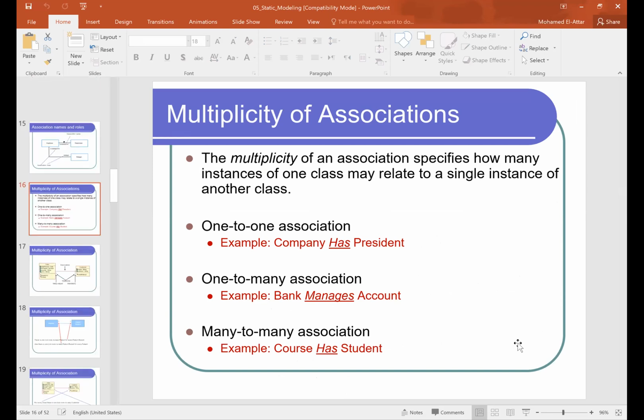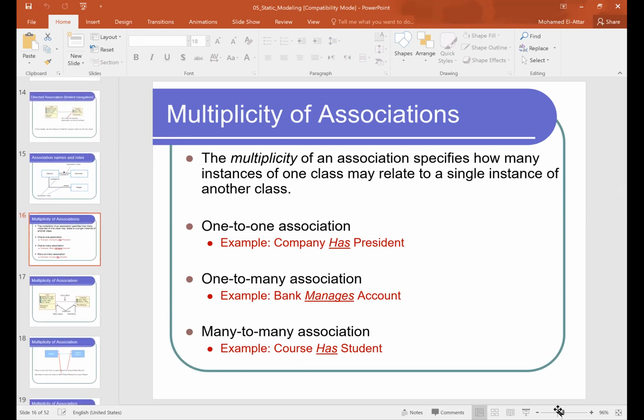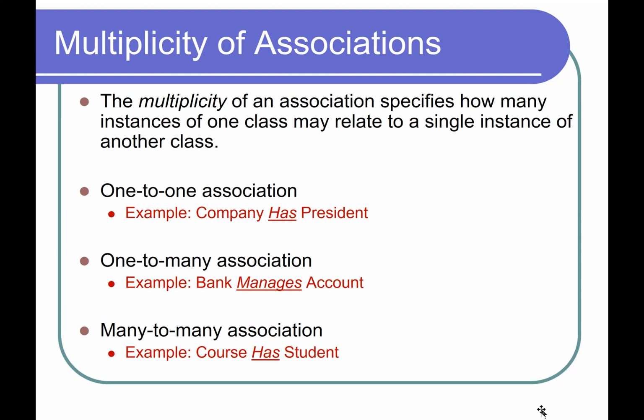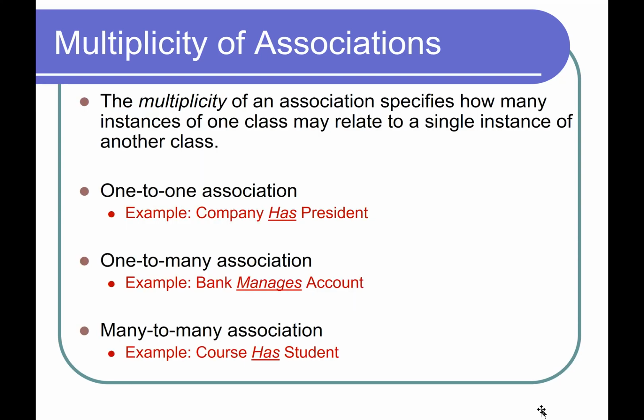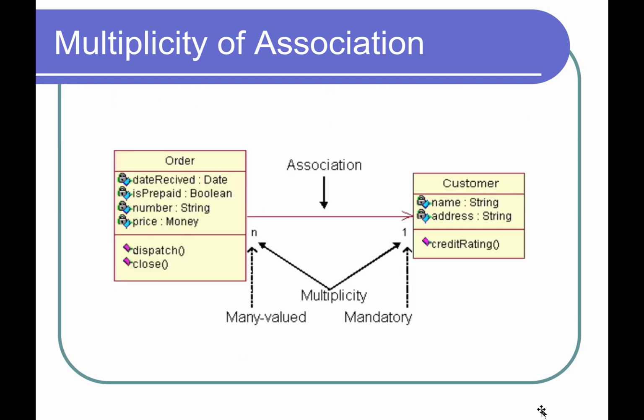And with it, I can start to define many different types of multiplicities. I can say that a company has 1 president, by putting the number 1. A bank manages an account, 1-to-many. I can have a many-to-many, a course and the student. Every course has many students, and every student has many courses.